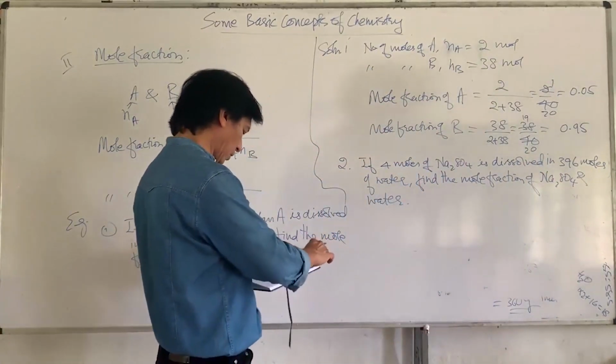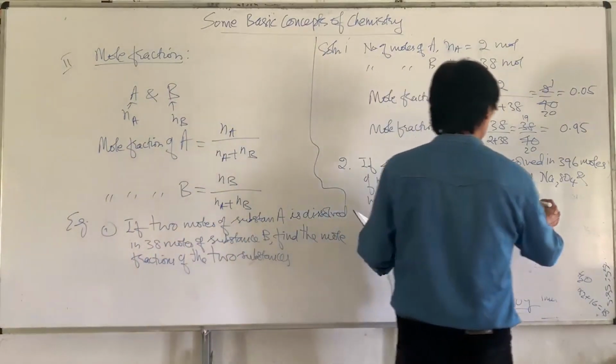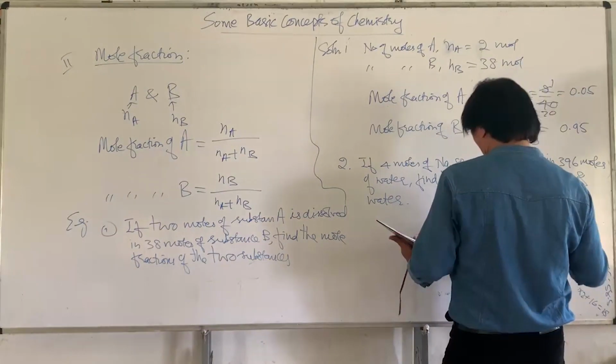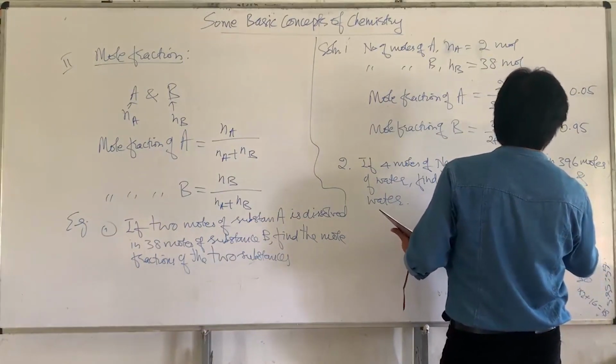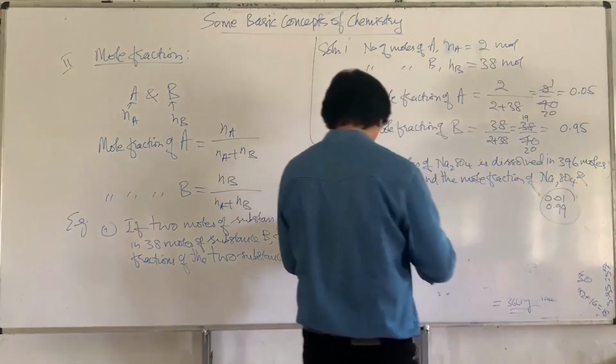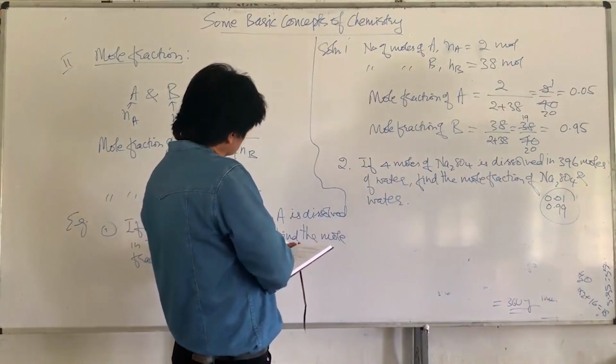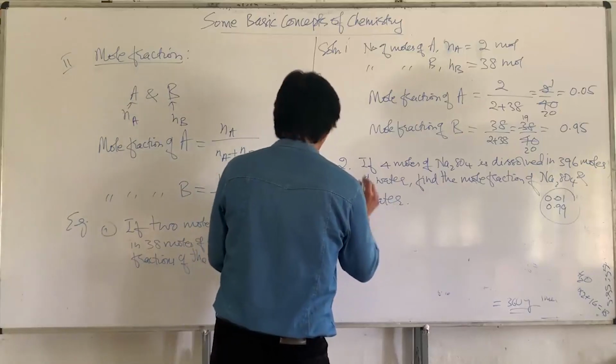That's the second one. So here the answers, I think, are 0.01 and the other one is 0.99. These two should be your answers. Okay, this is for you to work out. And the next, one more example for you.